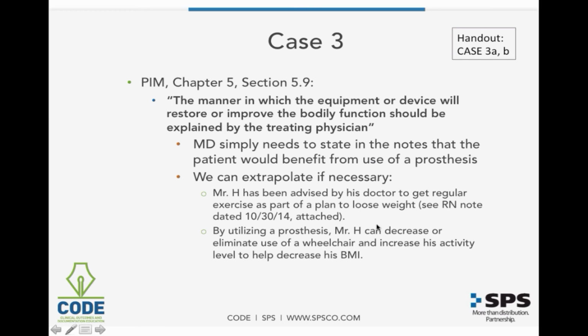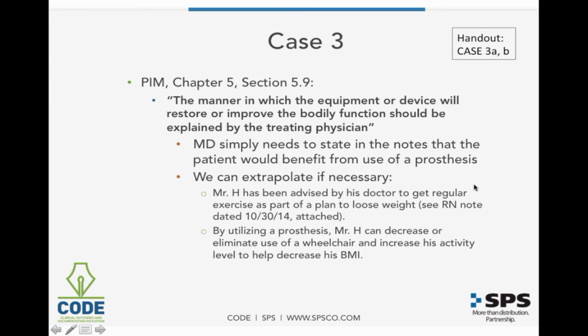Therefore, he's healthy enough to do that, right? And then we would say in our notes to link this up, by using a prosthesis, Mr. H can decrease or eliminate the use of a wheelchair, increase his activity, decrease his BMI, as recommended by the doctor. Okay, so we are making that link that the doctor should make but didn't. And it's kind of the best we can do, right?